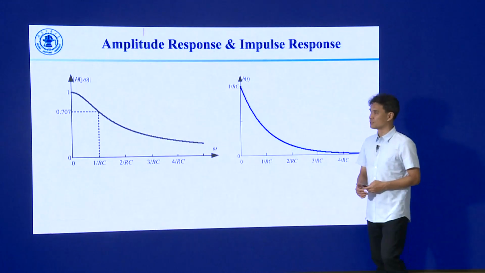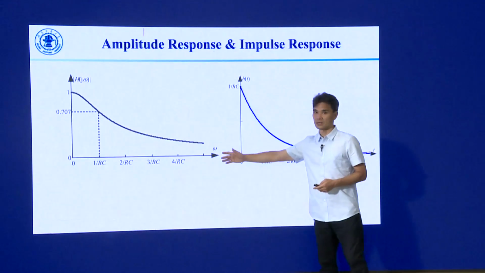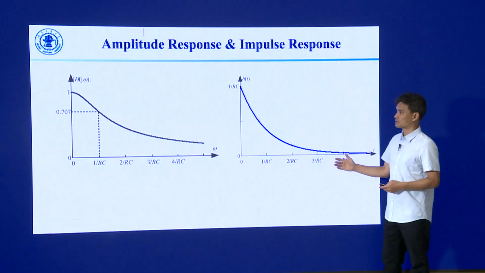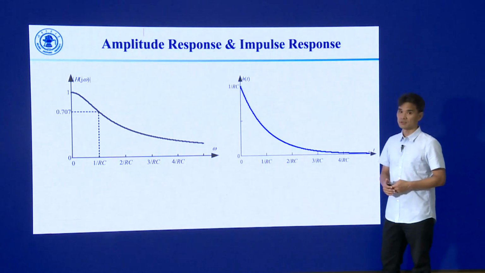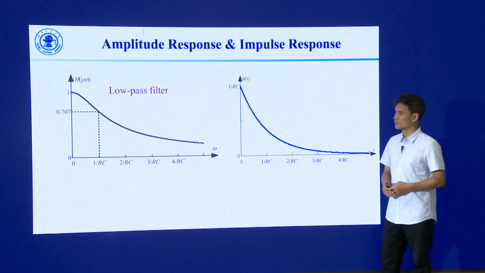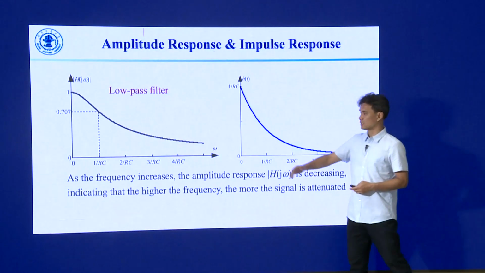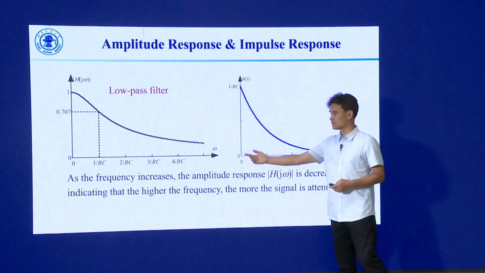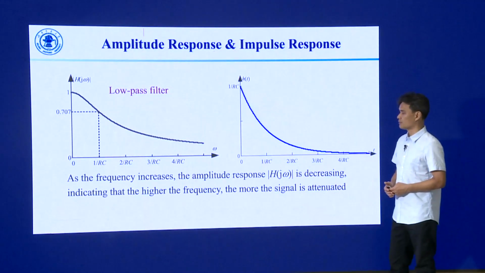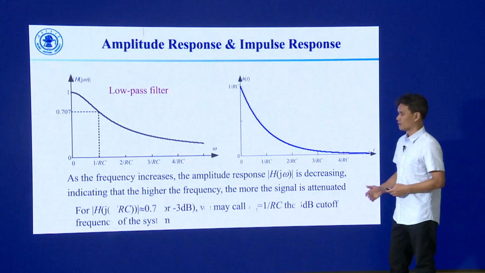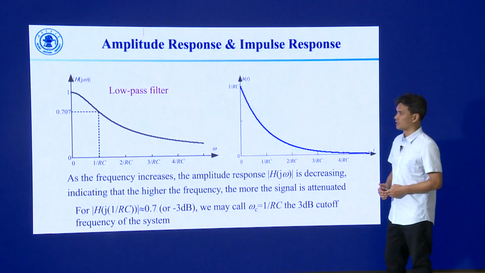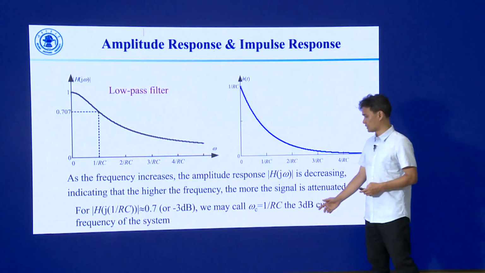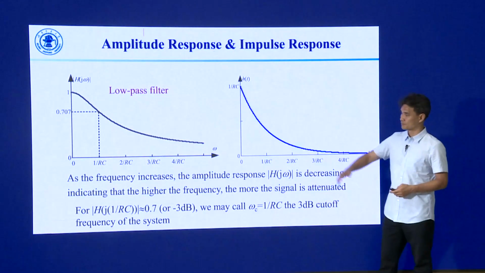Again, here are the amplitude and the phase response of the given circuit. It is a low-pass filter because as the frequency increases, the amplitude response is decreasing. Also, we can identify the system's 3 dB cutoff frequency on the plot.